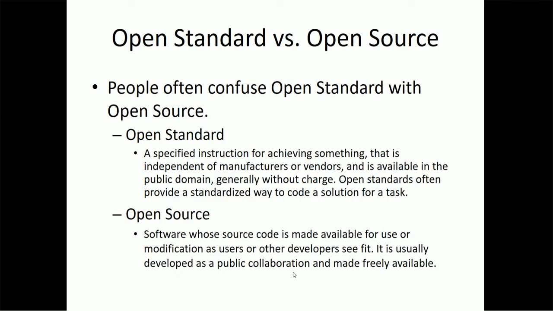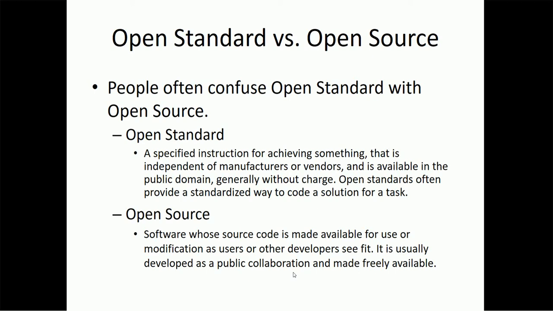So here's one of the things that I like to talk about, because these two phrases are often confused by people: open standard versus open source. People often confuse open standards with open source. An open standard is a specific instruction for achieving something that is independent of manufacturers or vendors and is available in the public domain, generally without charge.